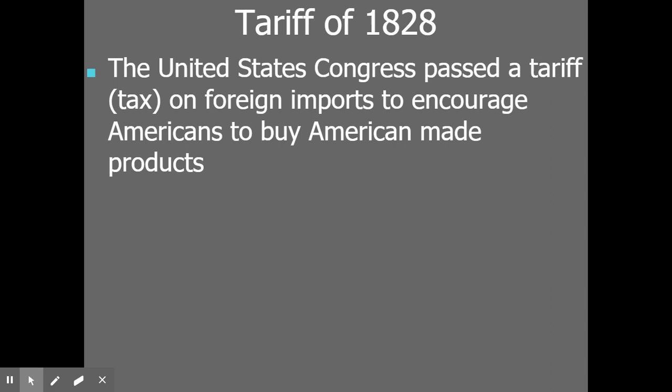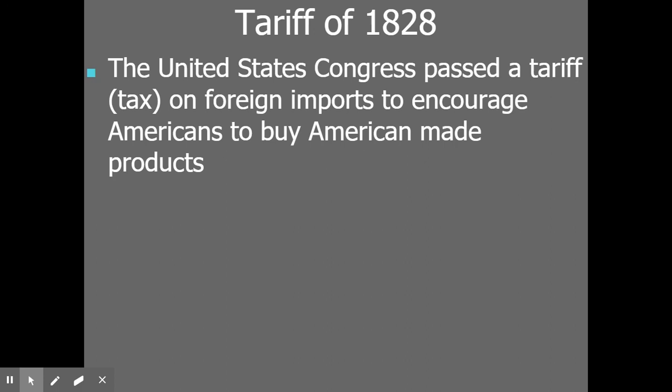And in 1828, the Congress passed a tariff, or a tax on foreign imports, that was intended to encourage Americans to buy American made products. See, that sounds like a good thing, right? Like, who wouldn't want to get behind that? We want Americans to buy American made products. That's good for American business. Go team. God bless the USA, right?